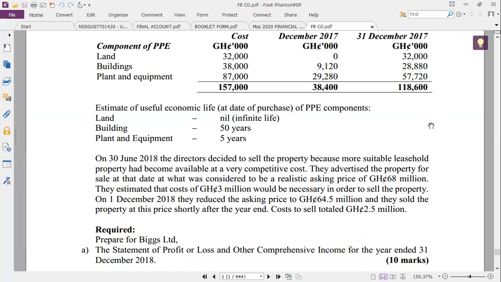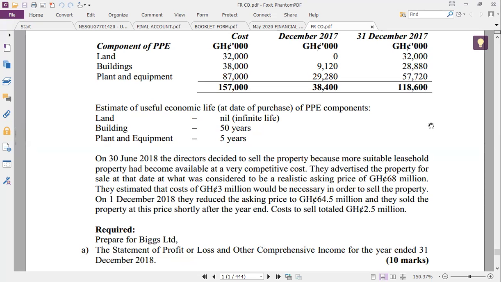Now let's watch this. That's the last footnote too. On 30th June 2018, the director decided to sell the property because a more suitable leasehold property had become available at a very competitive cost. They advertised their property for sale at that date at what was considered to be a realistic asking price of 68 million.